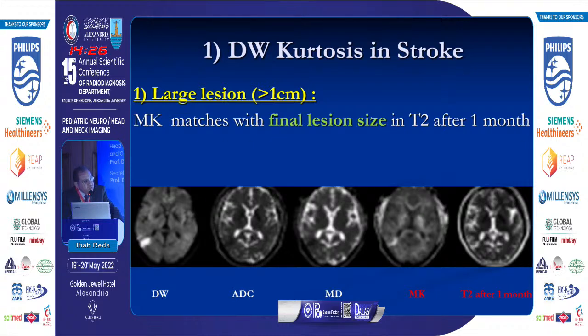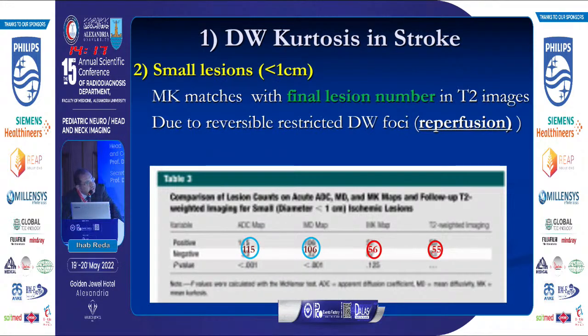And you can see that it's closely matching the size in the mean kurtosis map, which was done initially. If the size of the infarction is small, then the final number in the T2 image after 1 month is also closely related to the size, to the number in the initial mean kurtosis. For example, in the literature, in the ADC map, the number is nearly double in the acute stage the terminal number in T2 after 1 month. But this number is closely matching the number in the mean kurtosis map.